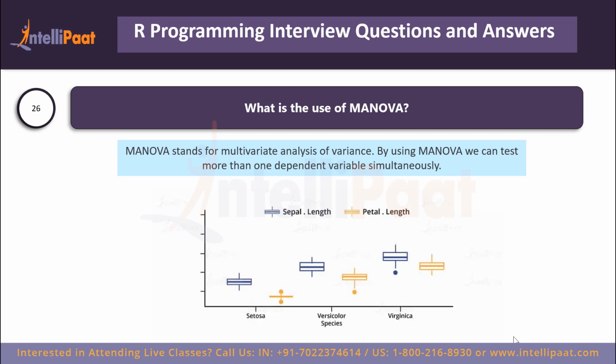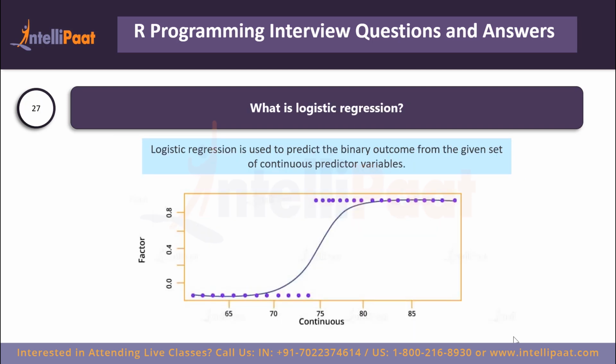Now, let us move on to the next question. What is logistic regression? Logistic regression is used to predict the binary outcome from the given set of continuous predictor variables. It is a supervised learning classification algorithm used to predict the probability of a target variable. The nature of the target or dependent variable is dichotomous, which means there would be only two possible classes, here 0 or 1. 0 represents that it is incorrectly classified output and 1 represents the correctness of the output.